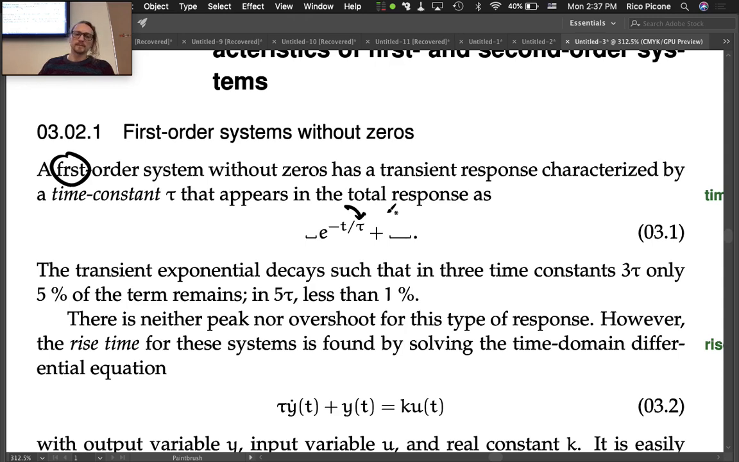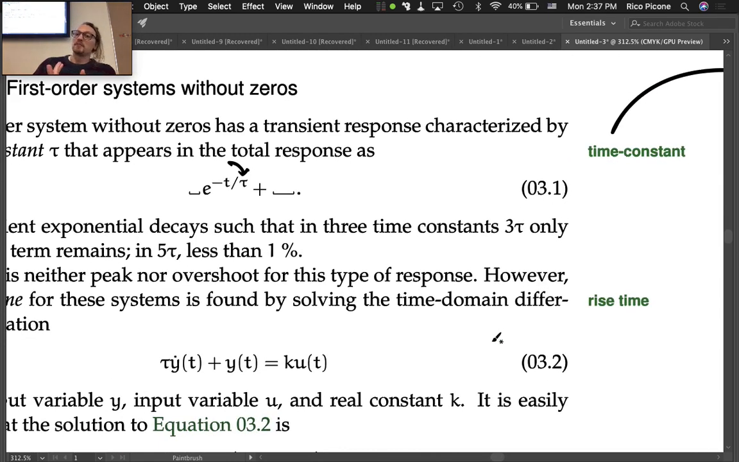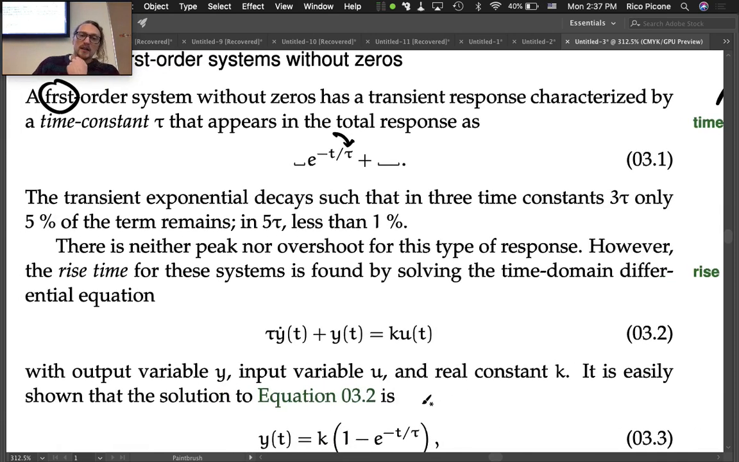Okay? There is neither peak nor overshoot for this type of response. So this is just a decay. We've got a really good idea of what this looks like. It just looks like that, right? It's just an exponential decay to some new value. We're thinking about a step input, of course.